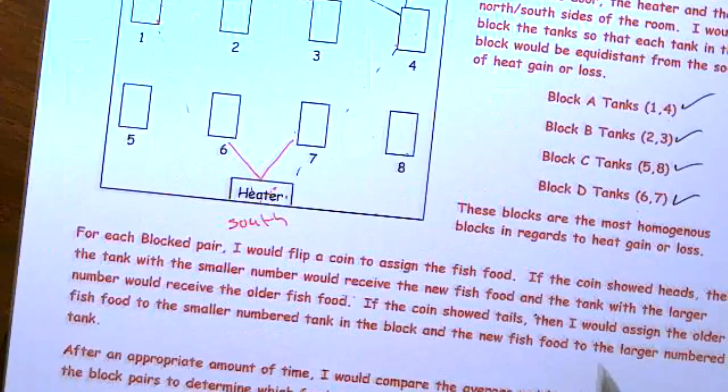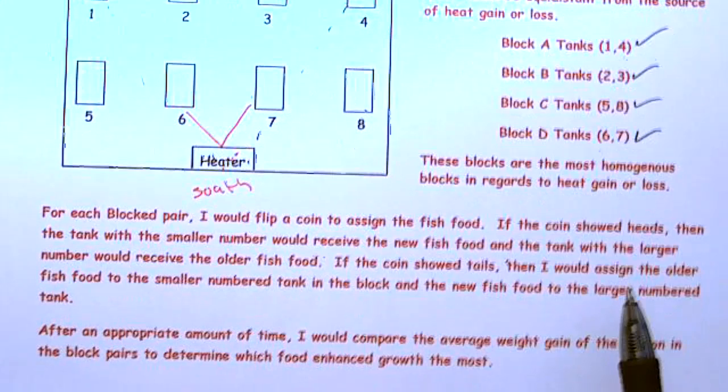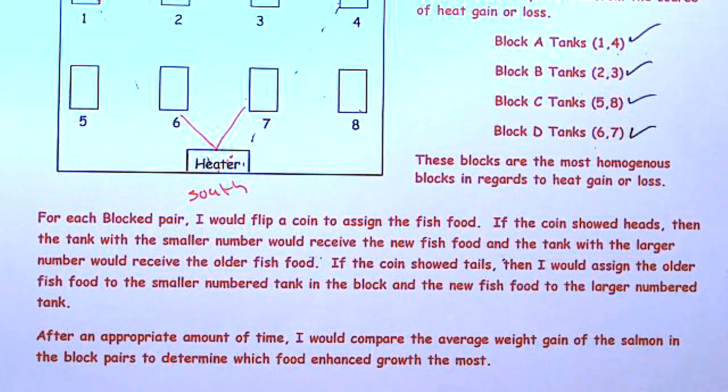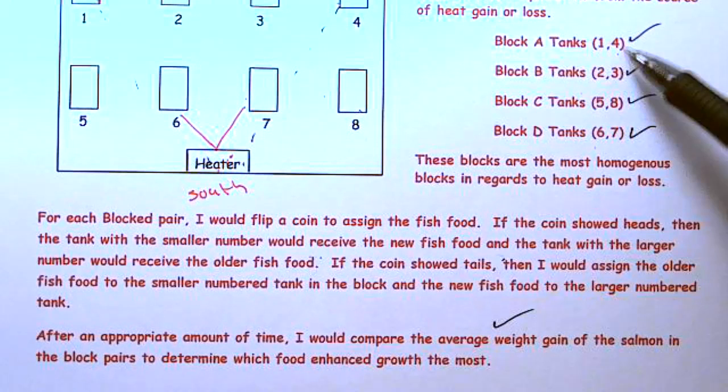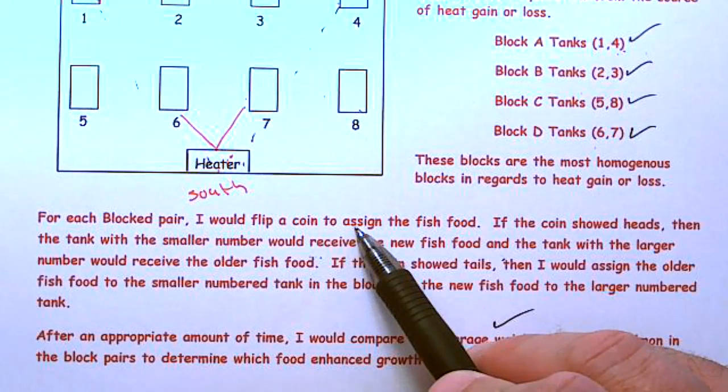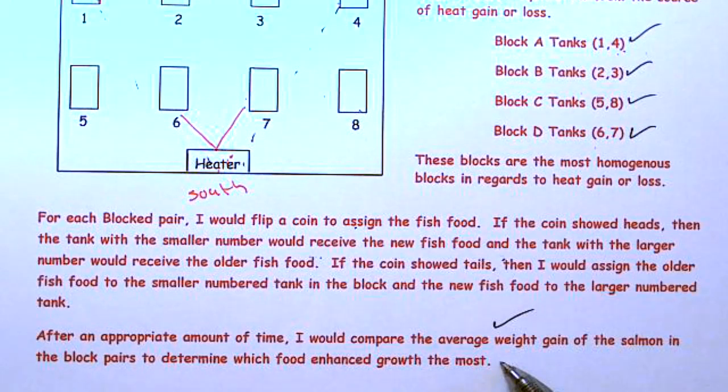I just used a coin because we hadn't done that before. If the coin shows tails, then I would assign the older fish food to the smaller number tank in the block and the new fish food to the larger. So that explains how I would use a coin. Probably easier just to put 1 and 4 in a hat, and the one that I draw gets the new, the other one gets the old. After an appropriate amount of time, I would compare the average weight gain. There's my response variable. So I explained my blocks, how I'd put them in the blocks and why I would put them there. Then I randomly assigned the treatments, described the assignment of the new fish food and the old fish food. And then I talked about the response variable.